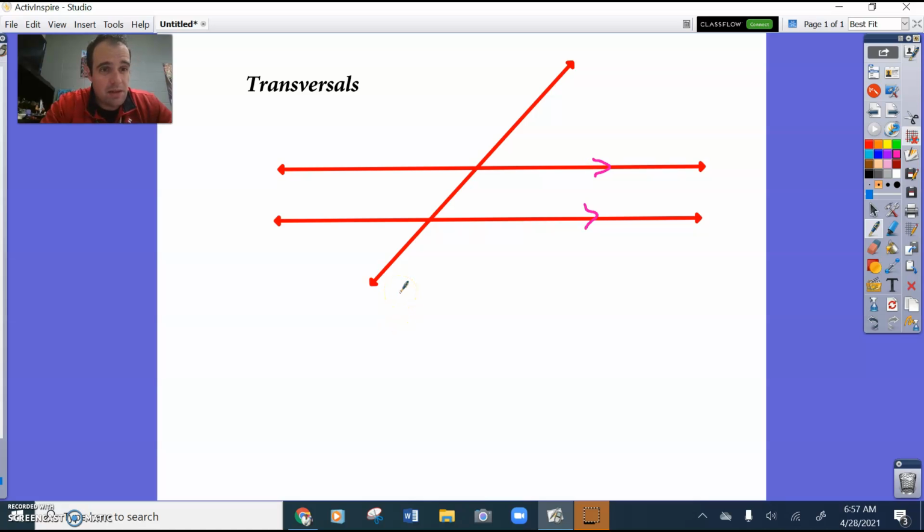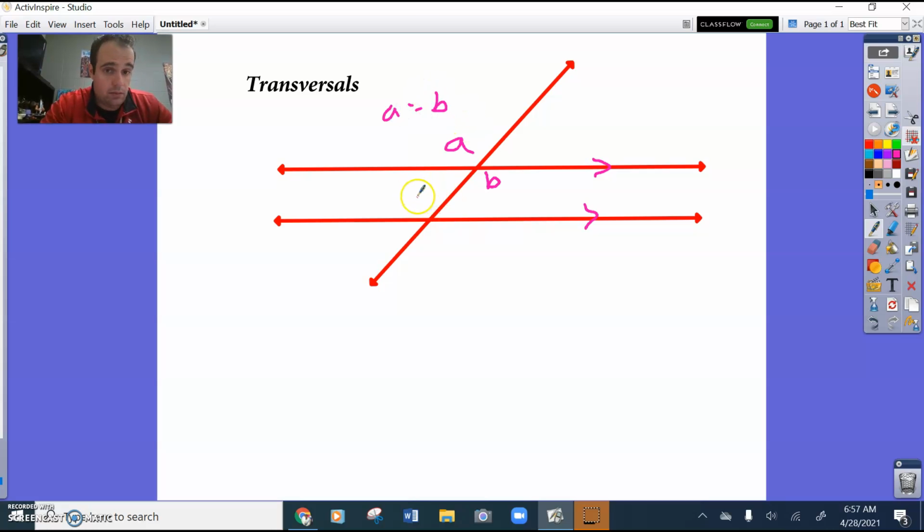Now what this does is it creates a system of big and small angles. There's an obtuse angle right here. I'm going to call it A. And there's a similar obtuse angle right here. I'm going to call it B. These are in fact the same size. And here A equals B.